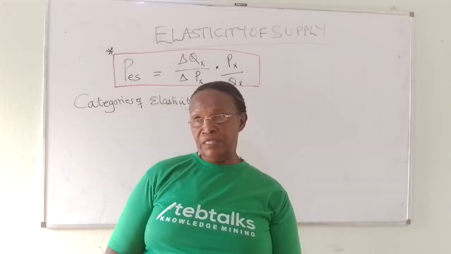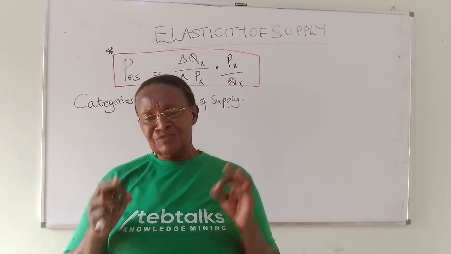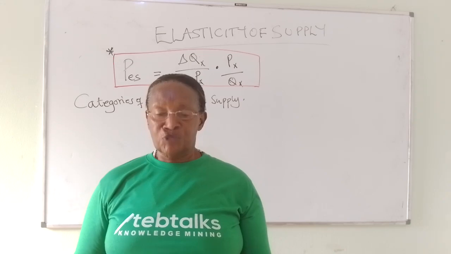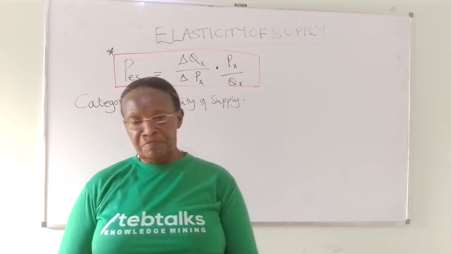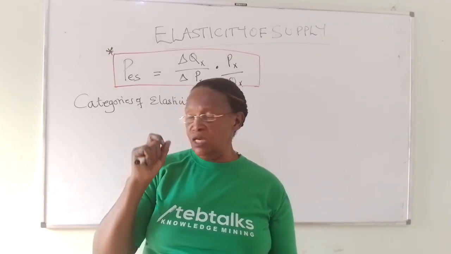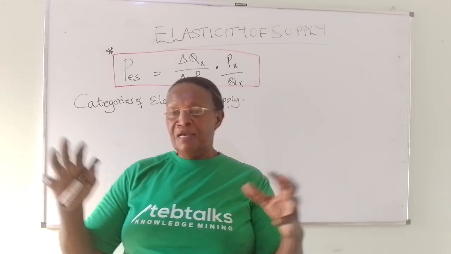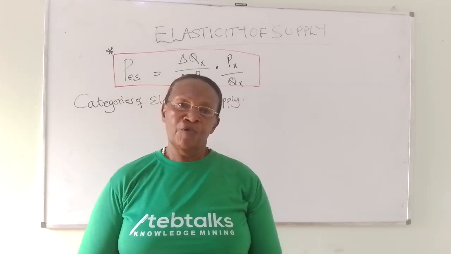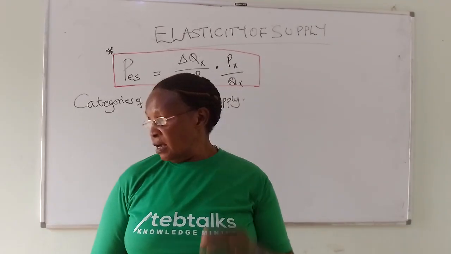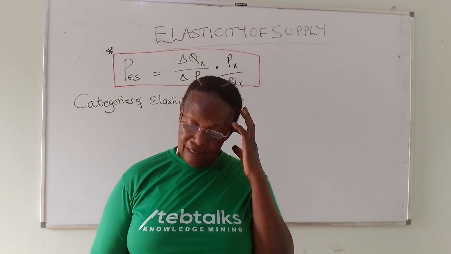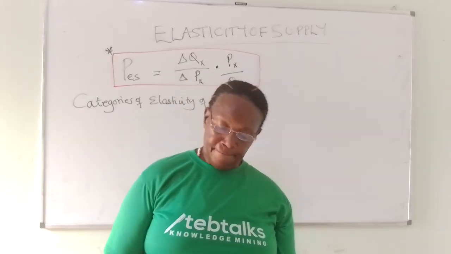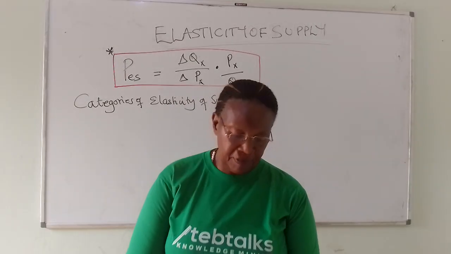Then there is that one which is very elastic. Just a small increase in the price of the commodity makes suppliers go ahead and mobilize resources or inputs and increase the supply of that good. So where just a small change in the price of the commodity leads to a bigger change in quantity supplied, we can always say that the product is having elastic supply. So let's begin with a fairly elastic supply.